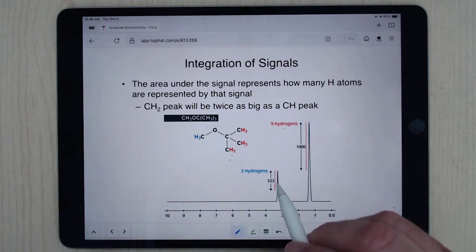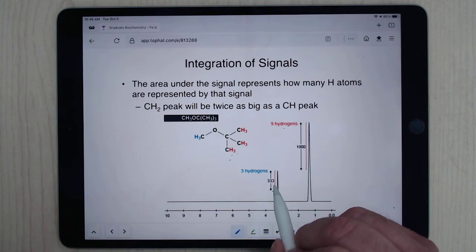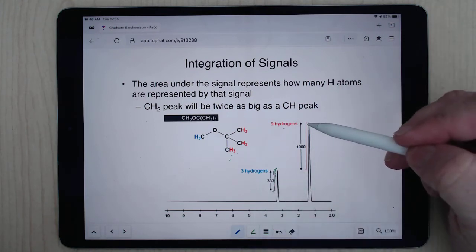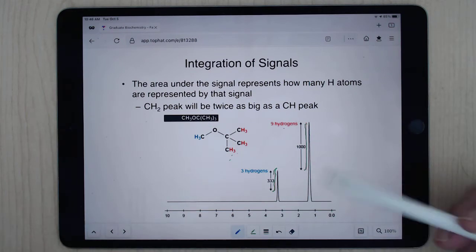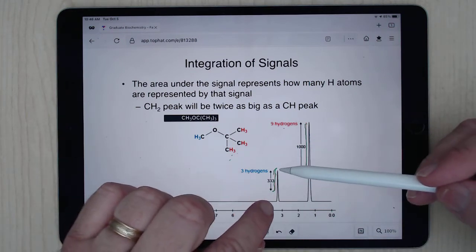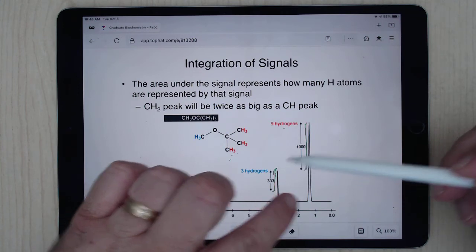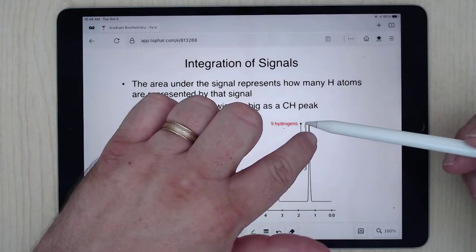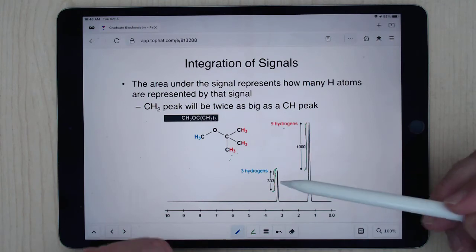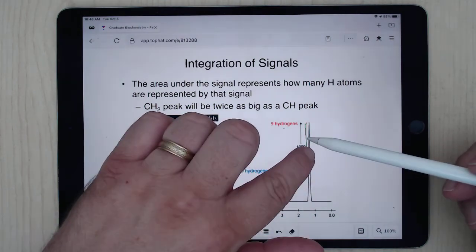But now, one of the things they'll do is this signal right here. You'll see this sort of squiggle right here. This one is telling you the height is proportional to the area. So this signal is a third of this signal, right? So you can think of it as going here, here, here.